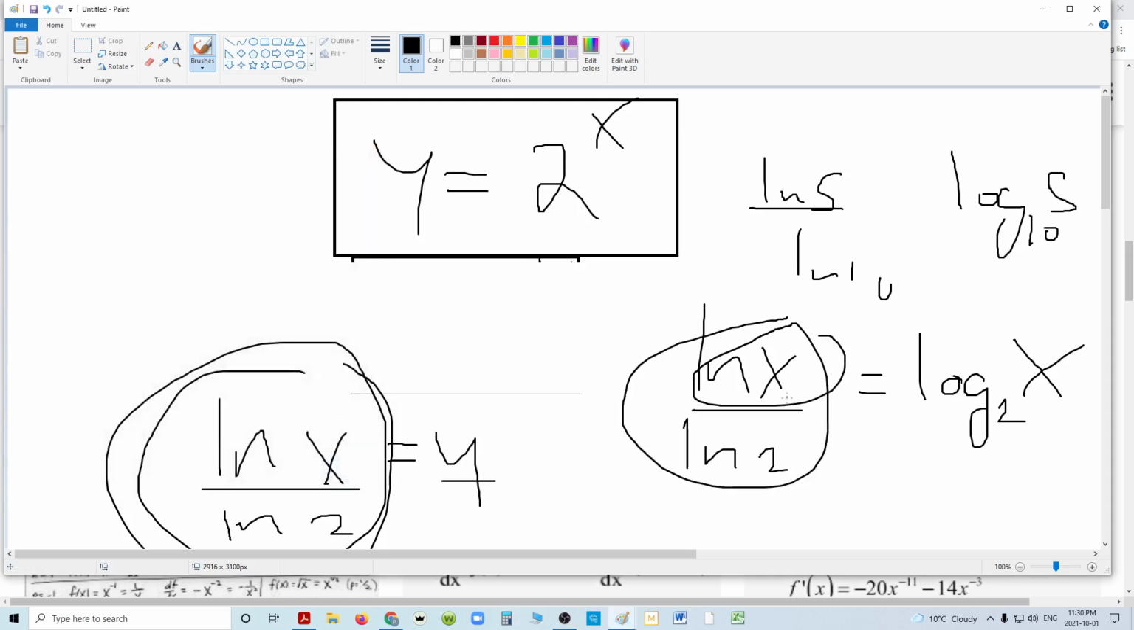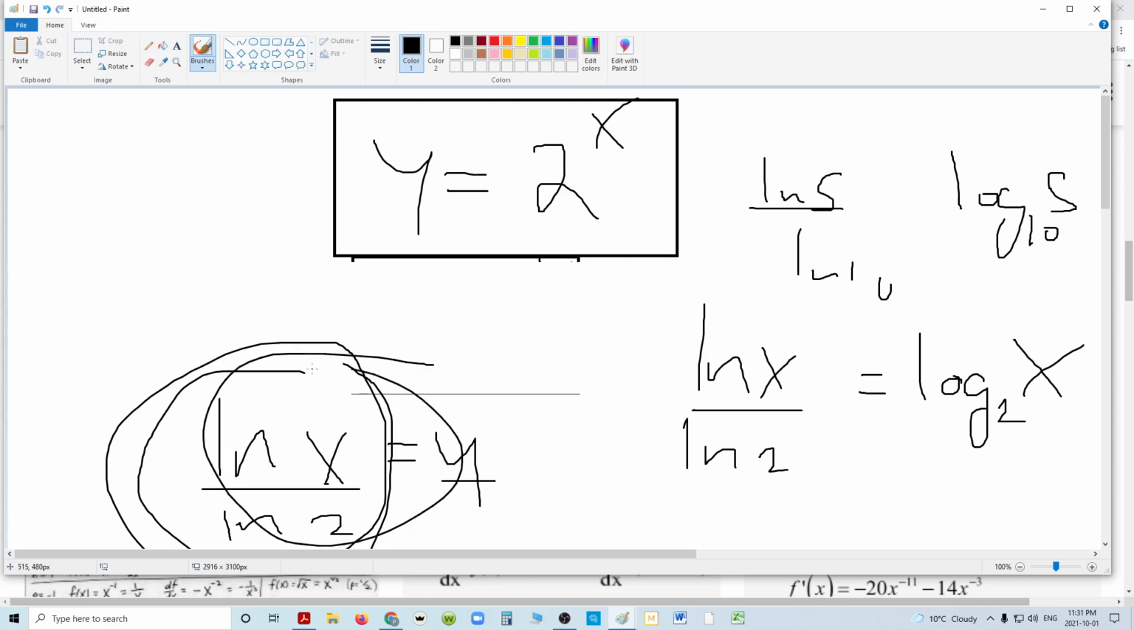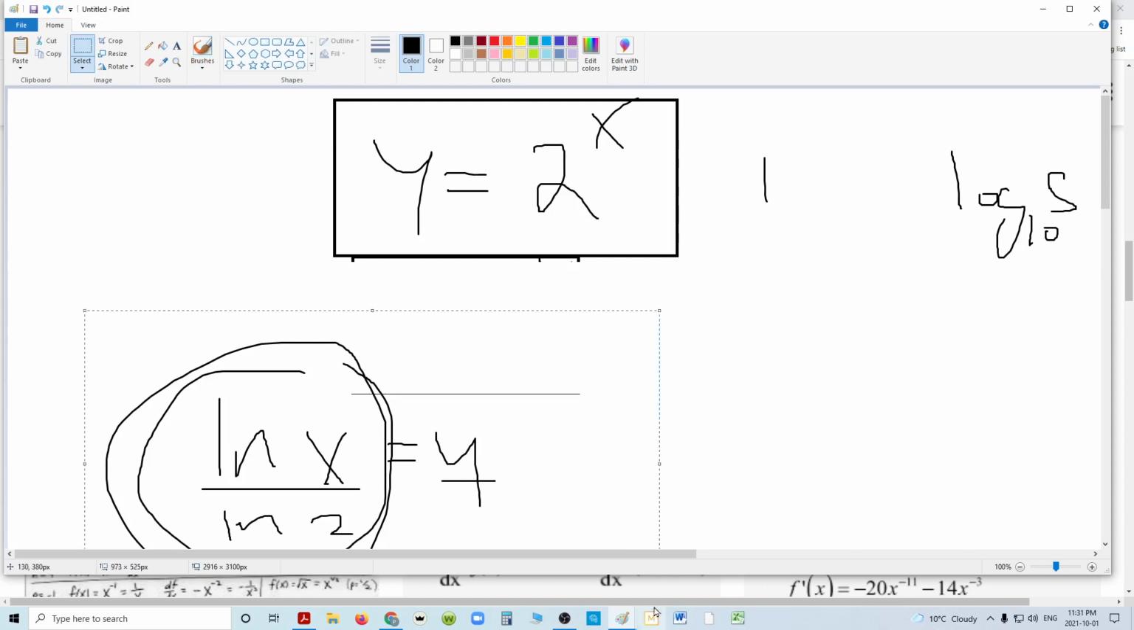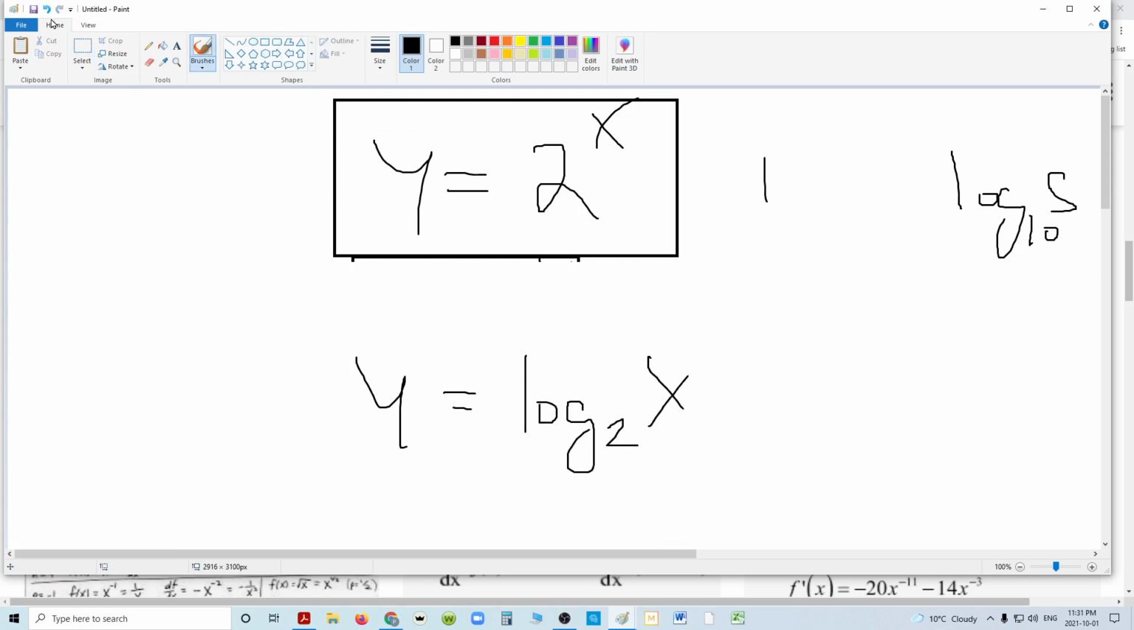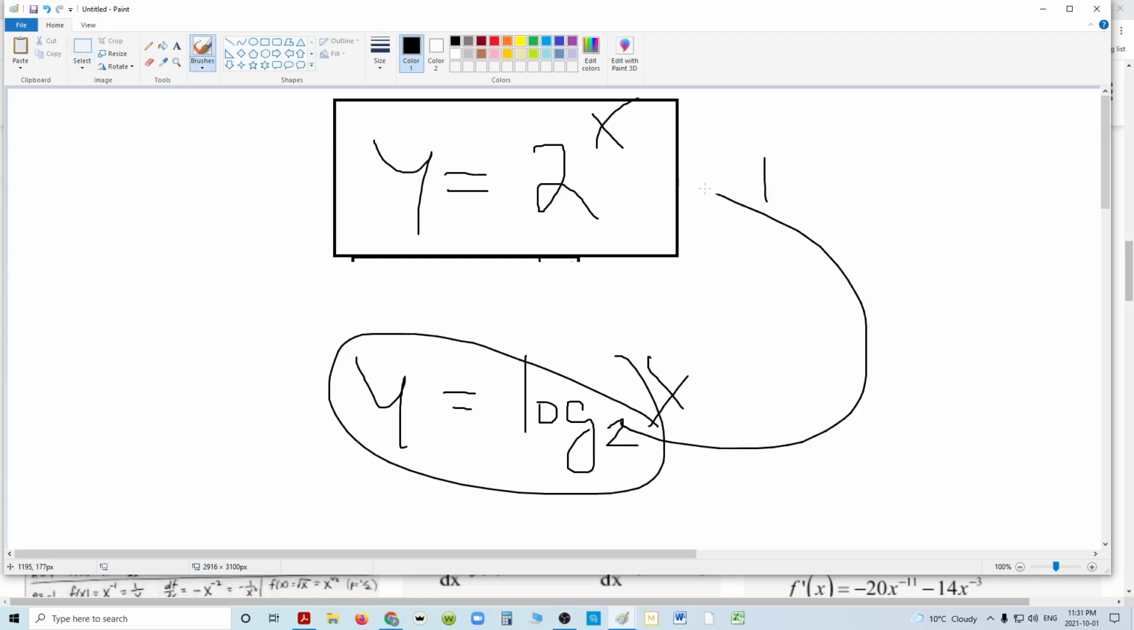ln of something divided by ln of something else is the same as log base of whatever that is. So that means this here is the same as log base 2 of x. So the reciprocal of this exponent here is y is equal to log base 2 of x. Easy to prove, easy to go through. Now, it's clear that the reciprocal of this will be that.